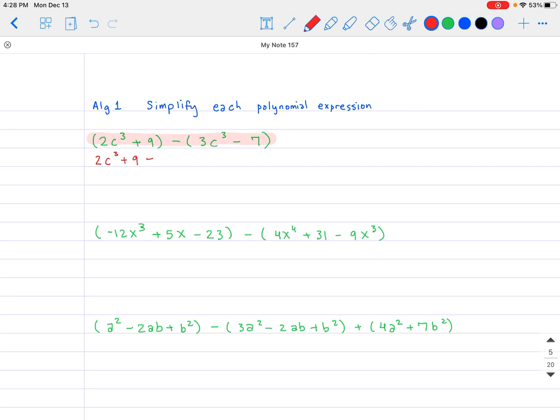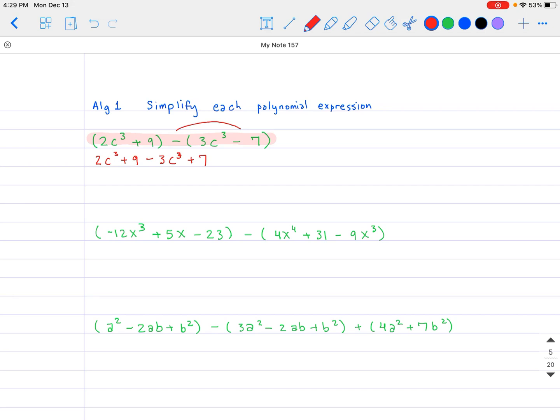And then minus, well, you're subtracting everything in that parentheses, so you're going to have to subtract the whole thing. In essence, you have to use a distributive property here. So first, it's going to be minus 3c cubed, and this is the part you have to be very careful about, because you're also distributing this negative to the negative 7. In algebra, we learned that if you have two negatives, that makes a positive. So what you have is actually a plus 7 and not a minus 7.